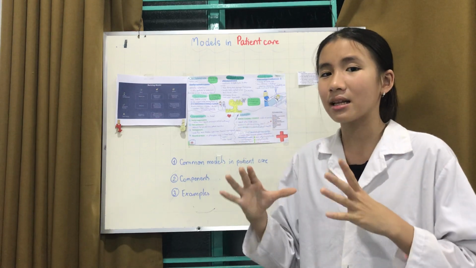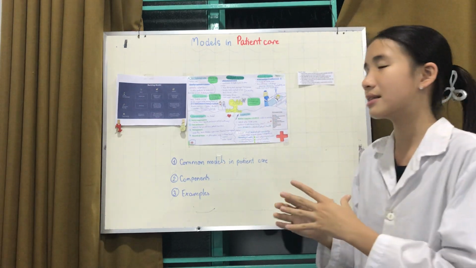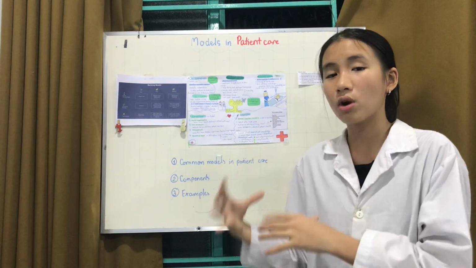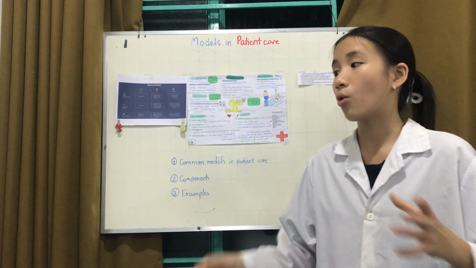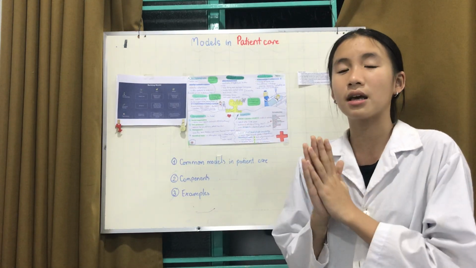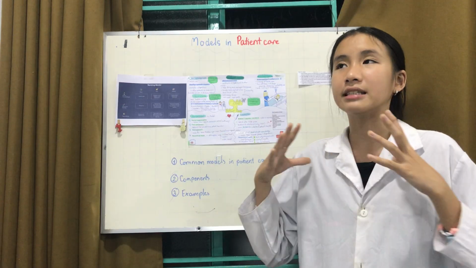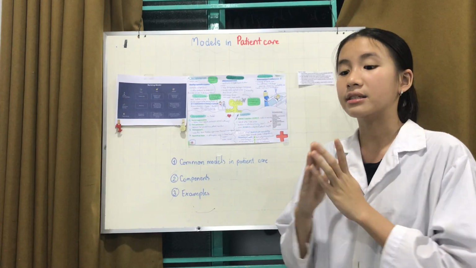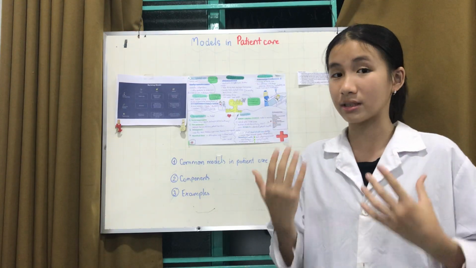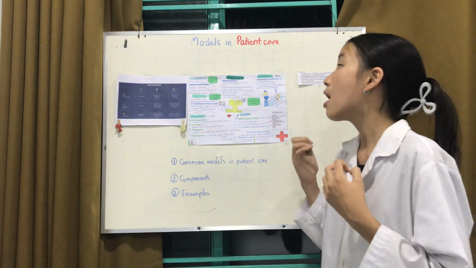So basically, what this model is, is that it requires the most work out of the least people. So this is probably used in staff shortages and emergencies where there is a limited amount of staff, but there needs to be a lot of work done. So this is the functional nursing.